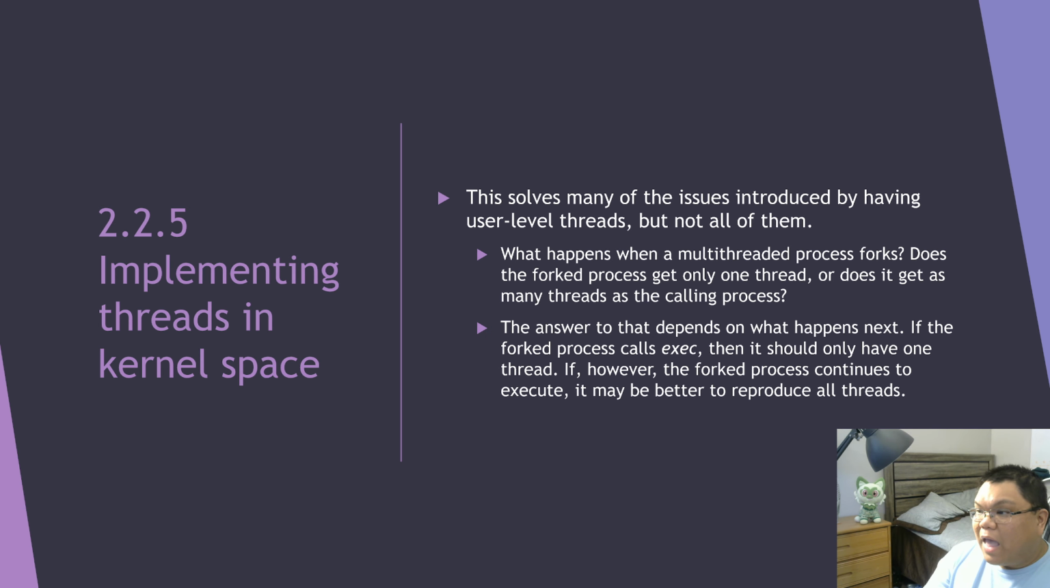So what having threads at the kernel level does is it solves a lot of the problems that we had with user level threads, but not all of them. For example, what happens when a multi-threaded process forks? Does the forked process get only one thread, or does it get as many threads as the calling process? What's the answer to that? Well, it depends. If the forked process calls exec, then it really only should have one thread, because when we have processes, there's always one thread of execution, at least until it starts making multiple threads. If the forked process continues to execute, it might be better to have as many threads as the original program. So it may be better to reproduce all the threads from the original.